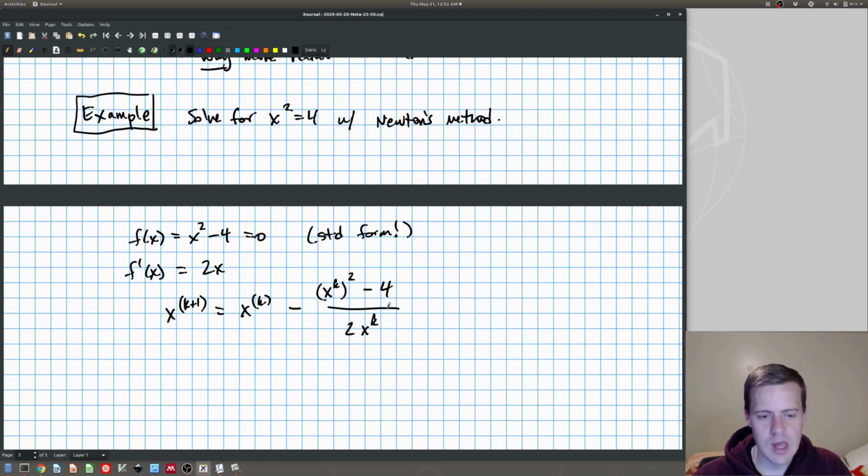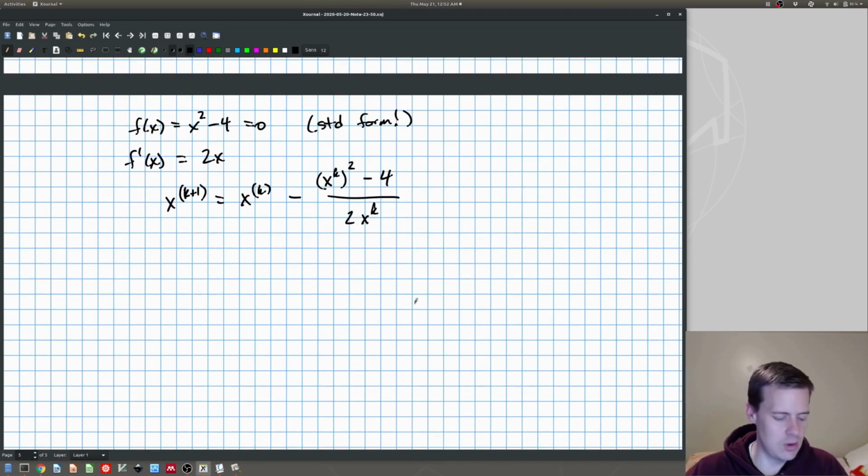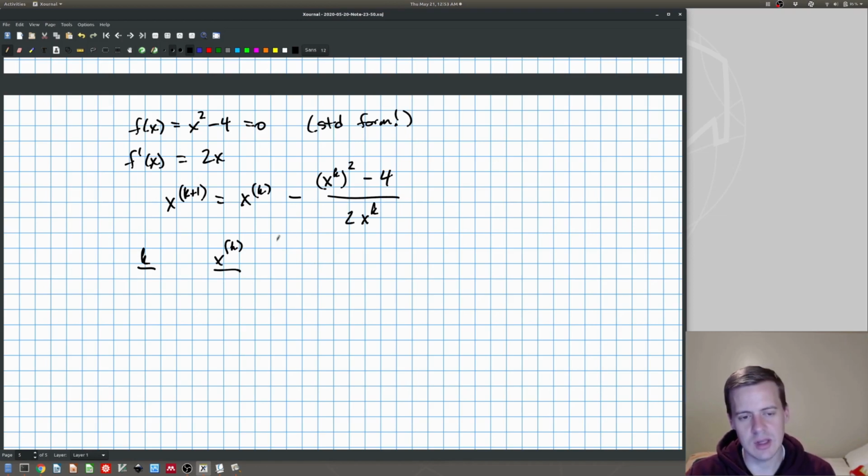All right, so now we can make ourselves a little table. That's our Newton's method formula. Let's make ourselves a little table here. Let's make a table of k. Let's make x of k. And then over here, let's make g of x, which is this thing right there. So we're going to have g of x of k.